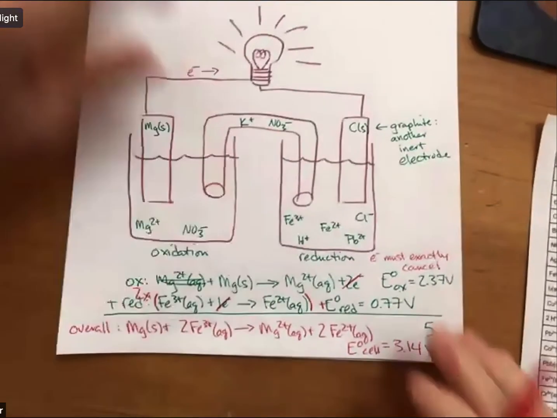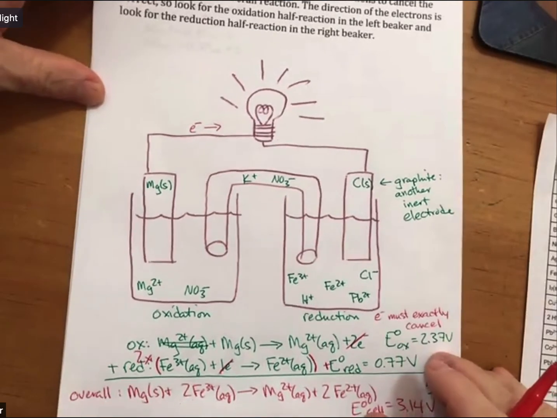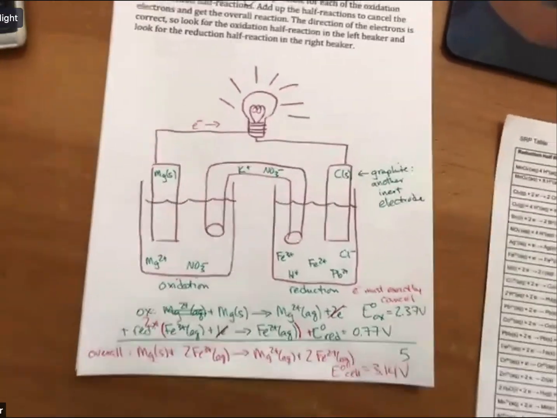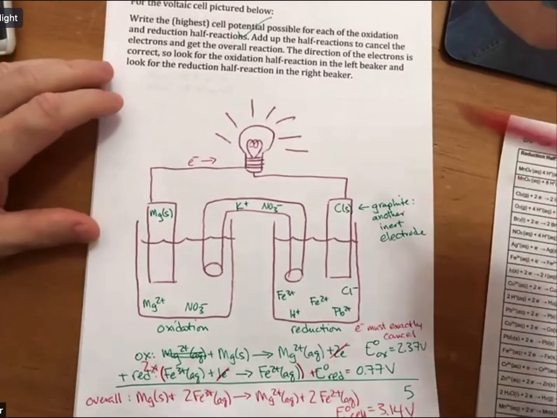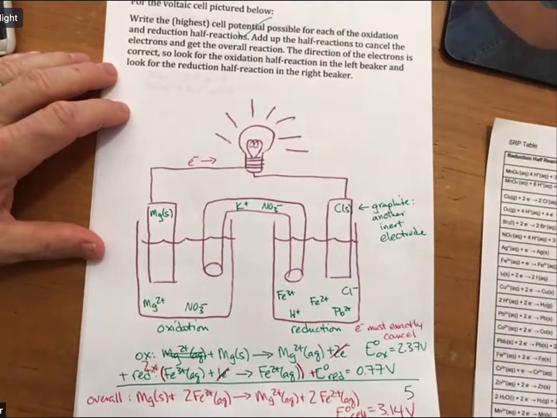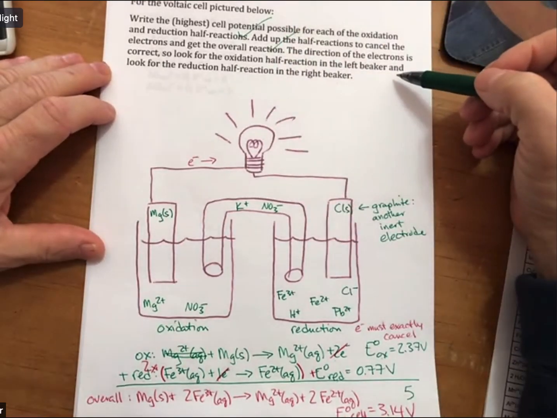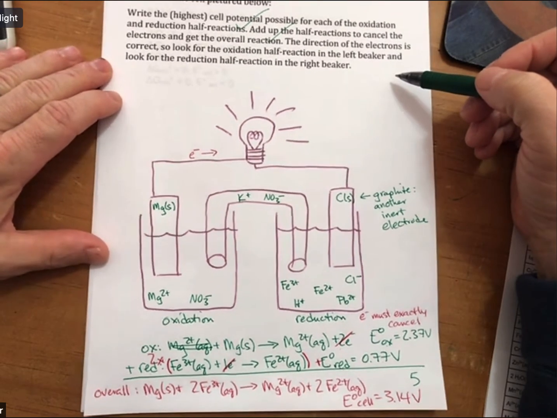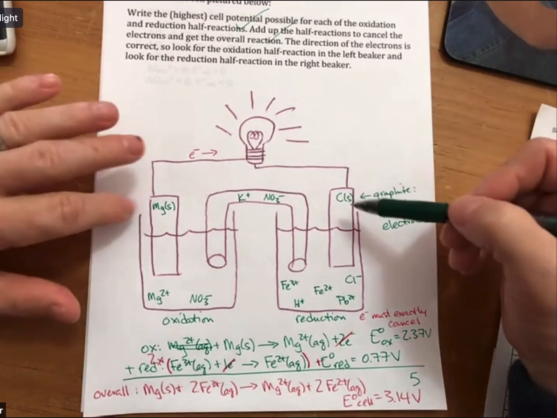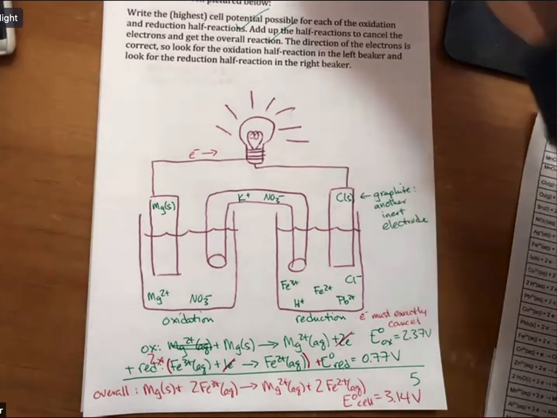Let me zoom out a little bit. We can check in with our problem statement. It says, okay, now we've added up the half reactions and get the overall reaction. Actually, that's the only last bit of the question there. So now I will ask, does anybody have any questions about this process? Since we're done.